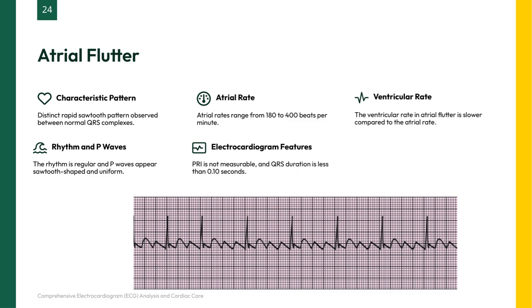When we look closer at the electrocardiogram, the PR interval isn't measurable because of the continuous atrial activity, and the QRS duration remains normal, usually less than 0.1 seconds. These features together help us identify atrial flutter accurately.